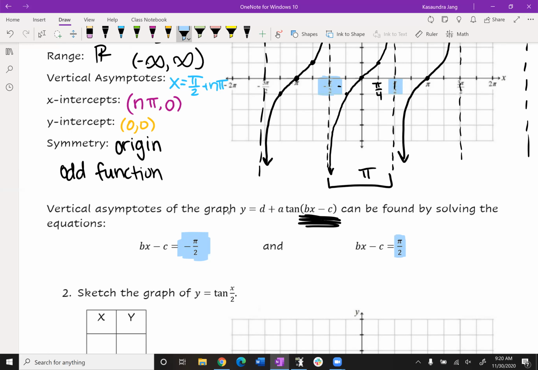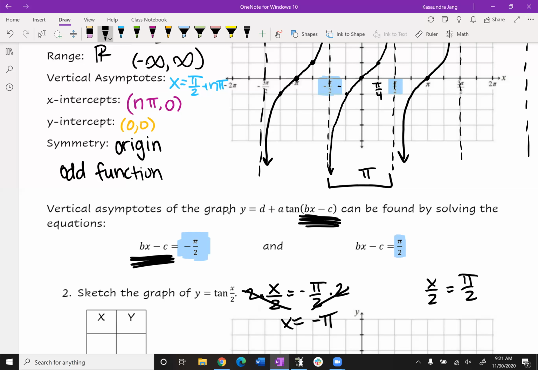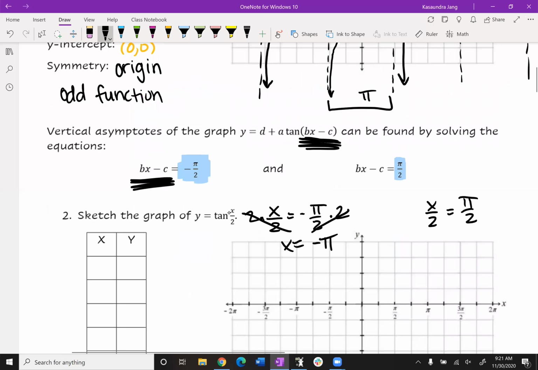All right, so what that means here is, notice that bx minus c is what I was taking the tangent of. And in this case, I'm taking the tangent of x over 2. So I can set my x over 2 equal to negative pi halves, and I can do x over 2 equal to positive pi halves. I'm going to solve for x, and it's going to help me know where my asymptotes are. So if I multiply by 2, it looks like x equals negative pi. So I have a vertical asymptote at negative pi, like right here.